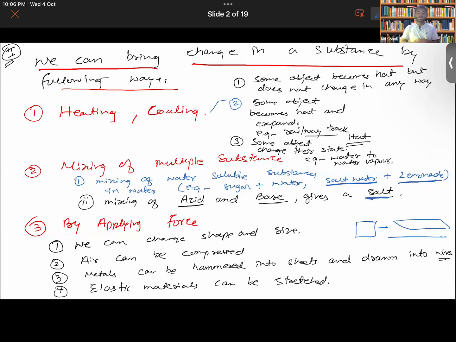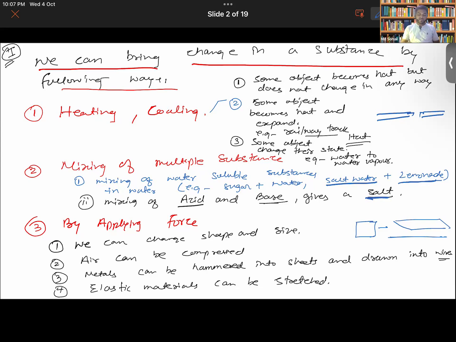While some changes, for example, the expansion of the railway tracks, if it expands once, it will take some time to return to its original size. So some changes happen rapidly, some changes are slow. Right now, for example, the change in year, from one year to the next year, that is a slow change. Some changes are very instantaneous.